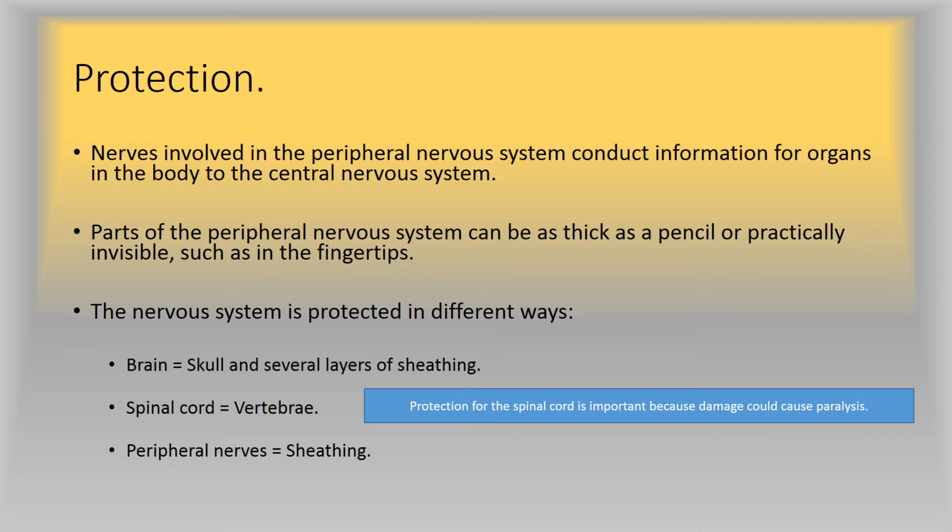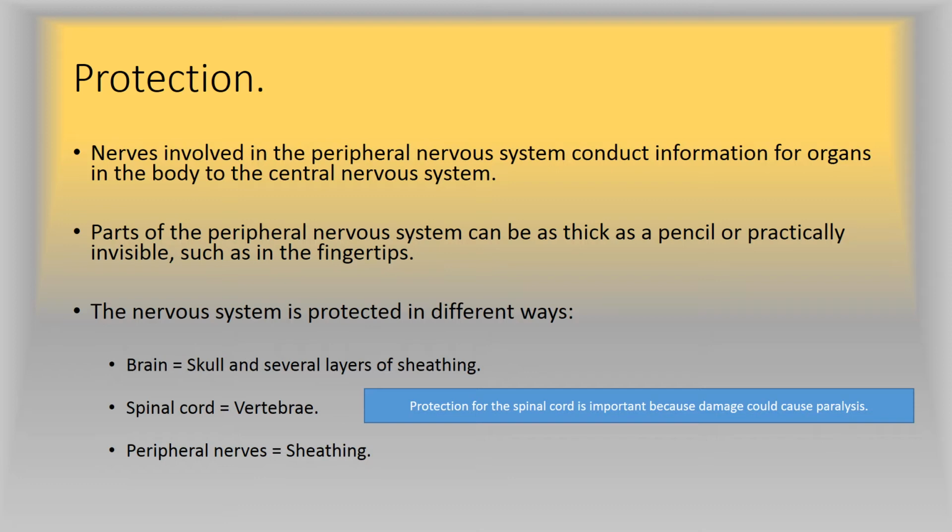Nerves involved in the peripheral nervous system conduct information from organs in the body to the central nervous system, things like the stomach, maybe your muscles, your kidney function. Parts of the peripheral nervous system can be as thick as a pencil, or they can be practically invisible, such as the nerves in our fingertips. So we know when we touch something hot or cold, oh, that's hot, oh, that's cold. Or, oh, that's sharp and that hurts, or, hey, that's soft. Those are the nerves in your fingers, part of your peripheral nervous system.